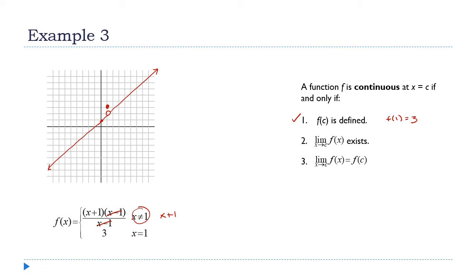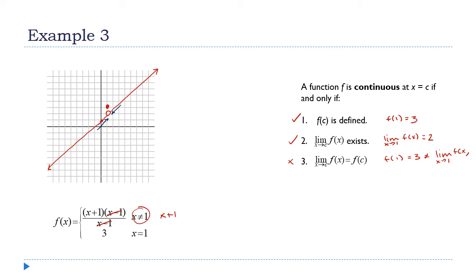Does the limit as x approaches 1 of f of x exist? Well, yeah, it does. It equals 2. From the left, it's coming this way. From the right, it's coming this way. Yeah, that limit does exist. However, number 3 is where we're going to run into trouble. f of 1 is 3, which does not equal that limit. Therefore, the function is discontinuous.